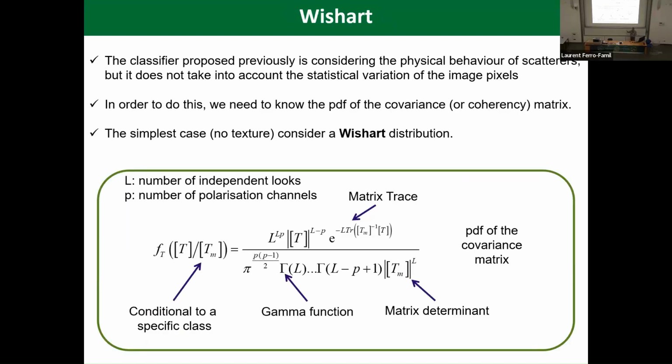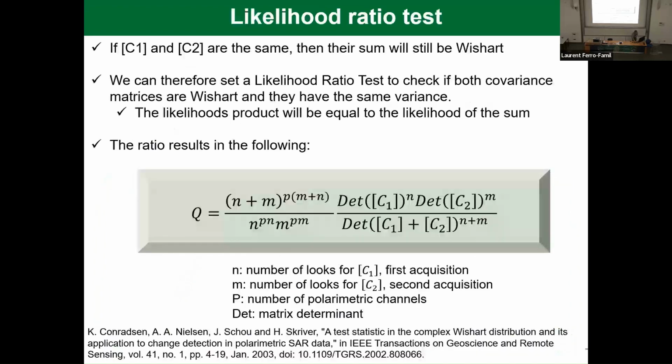So the simplest one uses the Wishart distribution. Have you heard about Wishart? Yes, no? Yes. So I can skip. So this is the PDF that I'm sure you have a tattoo of somewhere or you remember perfectly. So we can skip.